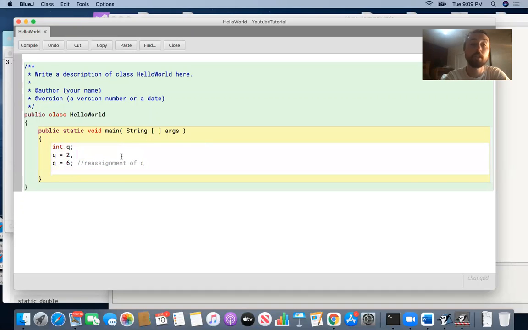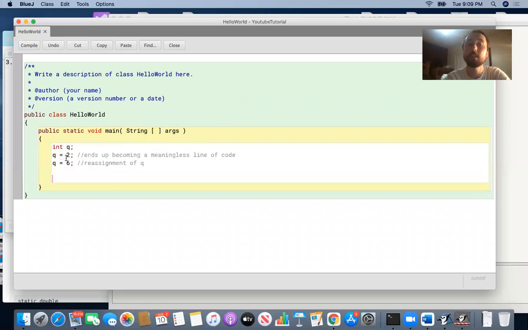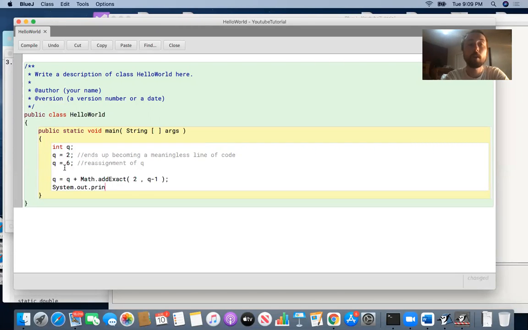So this ends up becoming a meaningless line of code, right? If you're going to assign Q to 2, but then you immediately assign it to something else, then what's the point? But I'm just going to write it like that just for fun. And then what I'm going to say is Q equals Q plus Math.addExact of 2 and Q minus 1, System.out.println of Q. So let's think about this code.